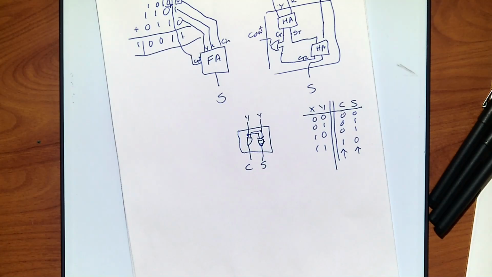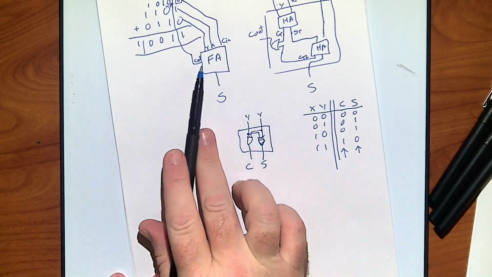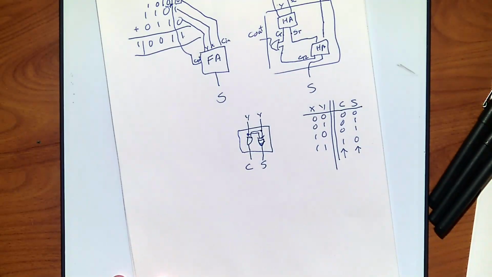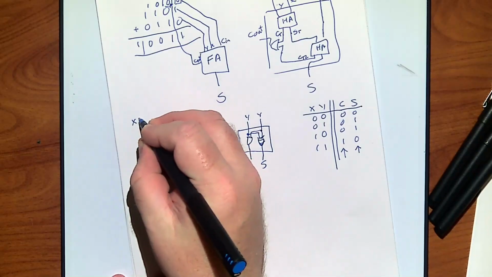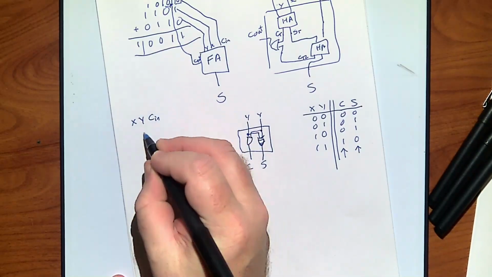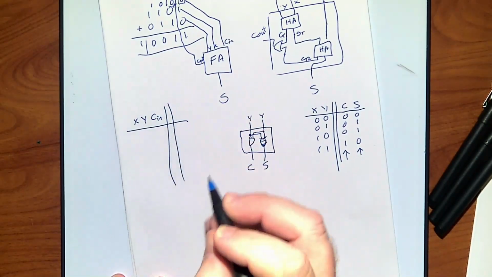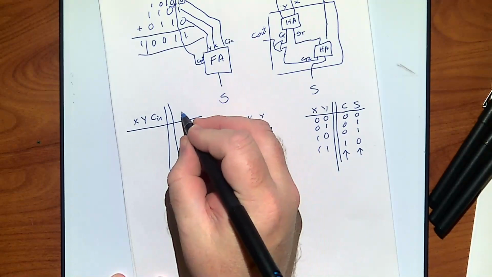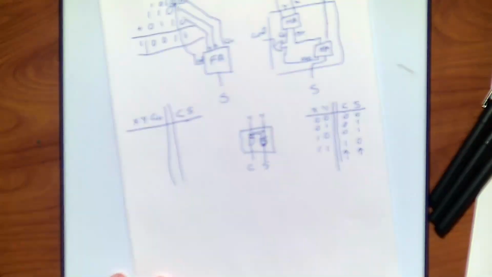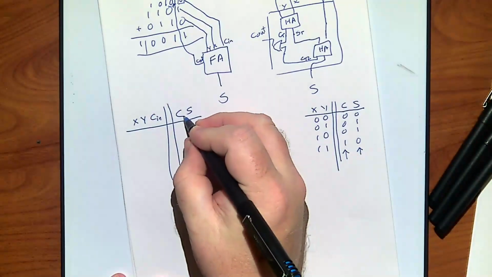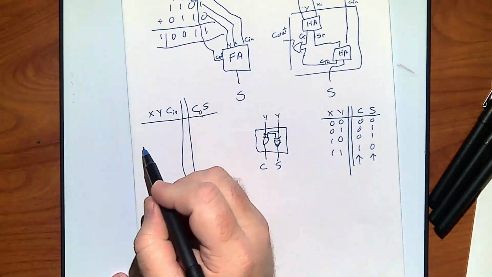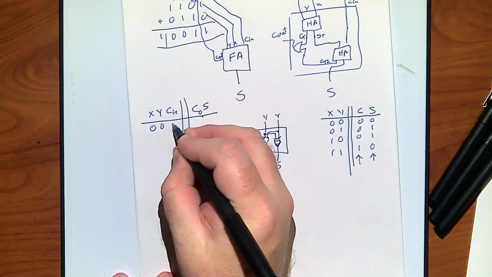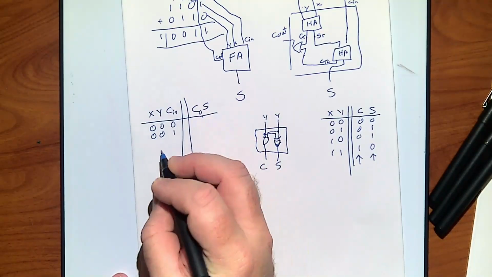And there were several ways I could do it. I could have done this truth table right over here, right? I could have made a table with X, Y, and C in, and the outputs are carry and sum, pointing to the right thing. This is my carry out. All I'd have to do here is treat it just like my normal addition.